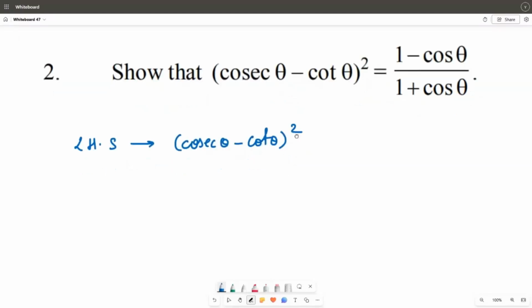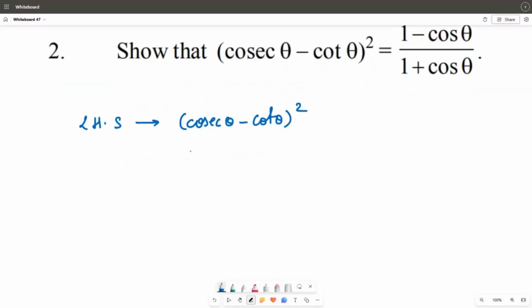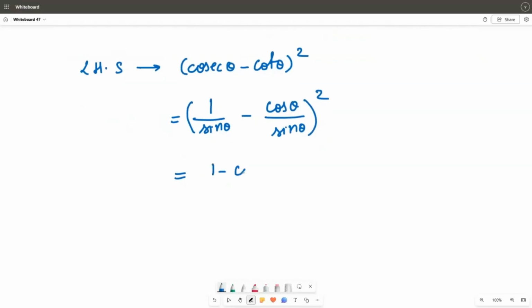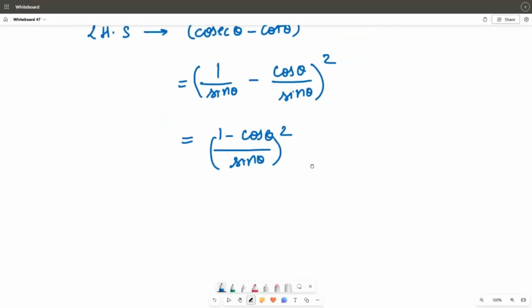So I'm going to write cosecant and cot in terms of sine and cos. So cosecant will be 1 by sin theta, and cot theta is equal to cos by sin. So we have this. And since sin theta is the LCM here, this would be 1 minus cos theta by sin theta whole square. This square will be applied to both numerator and denominator. So this will be 1 minus cos theta whole square by sin square theta.